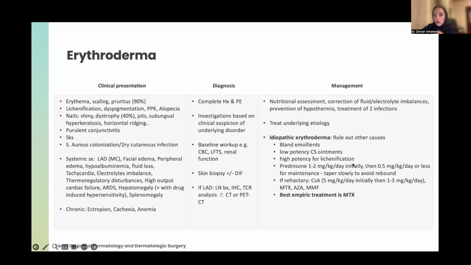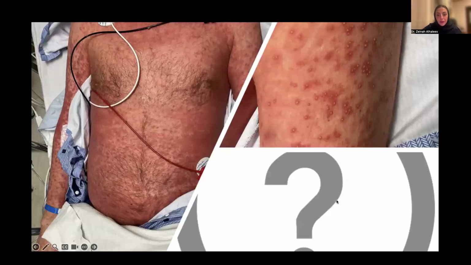You also want to give them PRED, usually 1 to 2 milligram per kg per day initially, and then you can taper it down to 0.5 milligram per kg per day or less, and you want to taper it slowly until you find your diagnosis. If you don't find the diagnosis and you diagnose the patient as primary or idiopathic erythroderma, obviously you don't want to keep them on steroids for a long time. So that's when you can switch them to cyclosporin. Cyclosporin would be a good option unless you were considering cutaneous T-cell lymphoma. So you want to avoid that, and you can use other things like methotrexate. The best empiric treatment would be methotrexate, actually.